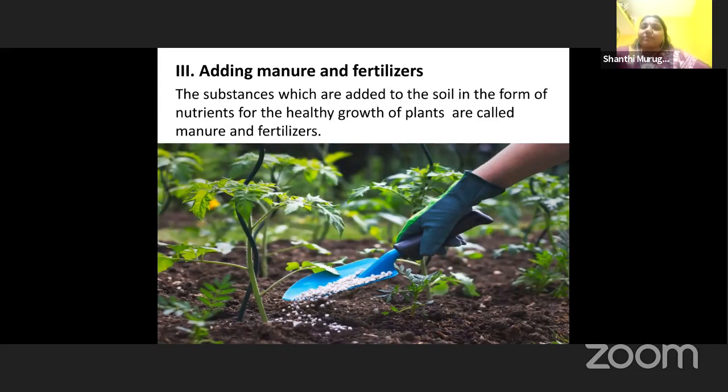How shall we restore the fertility of the soil? We can restore the fertility of the soil by adding manure. Okay. And I told you about crop rotation, that is also a process for restoring the fertility of the soil.